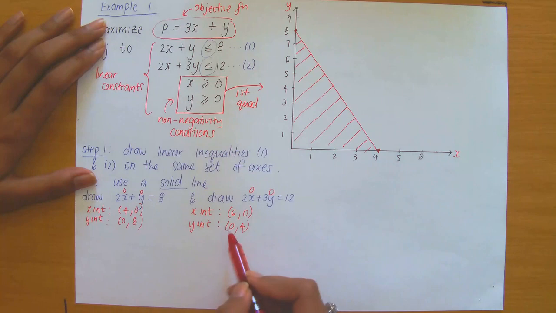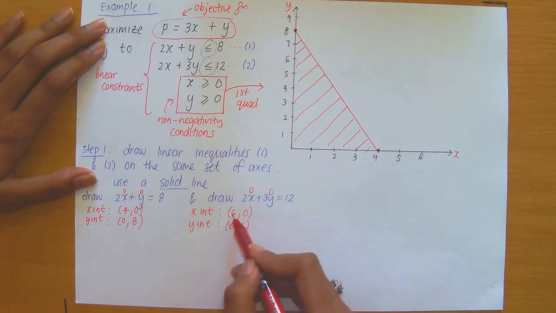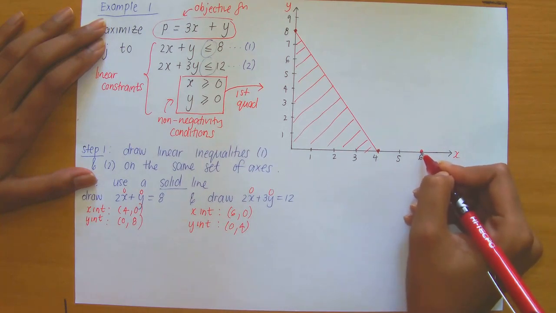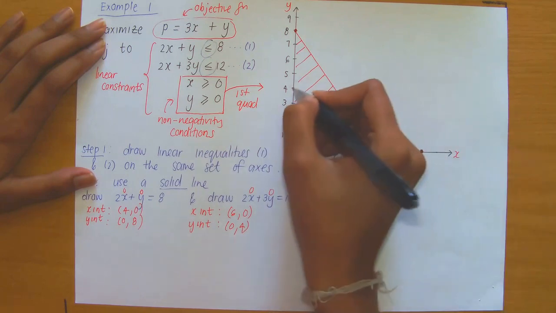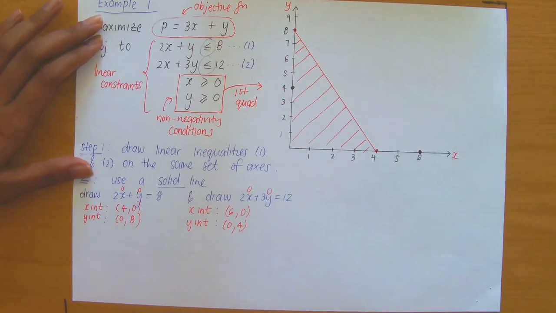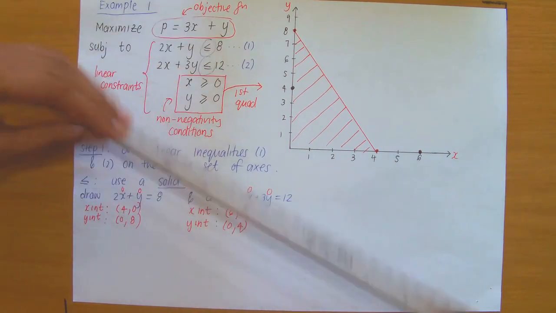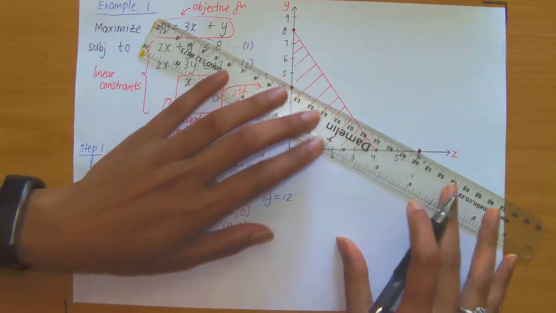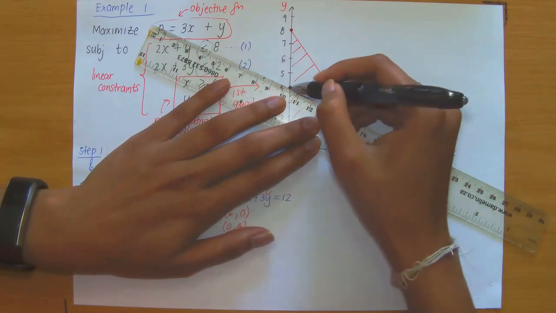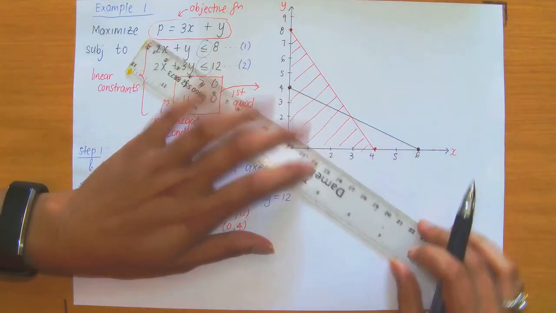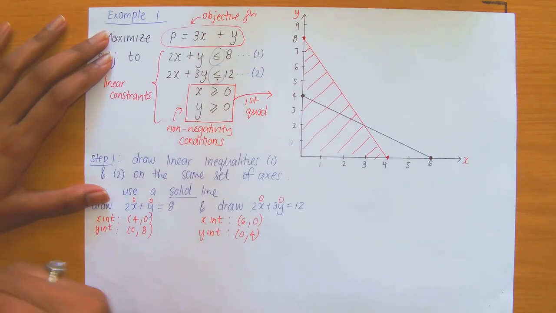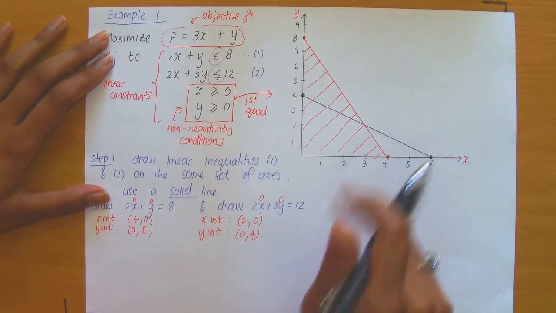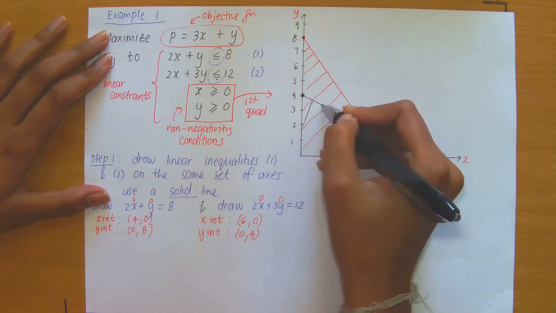Let me now draw this on the Cartesian plane: (6, 0). Here's the dot for that. And (0, 4). Again we are using a solid line to join these two points. And now returning to its inequality form, 2x plus 3y less than or equal to 12, I now need to shade below the line. So let me shade below.